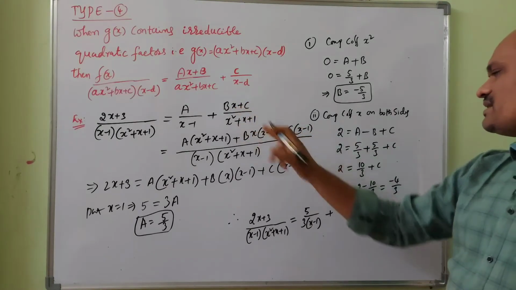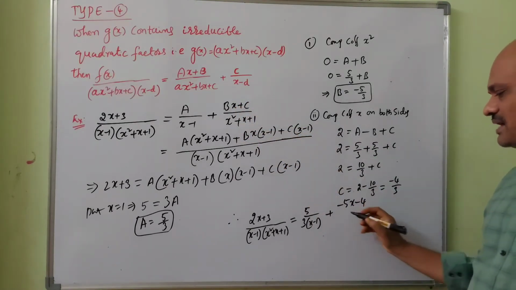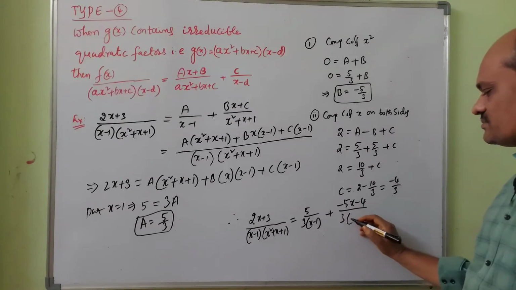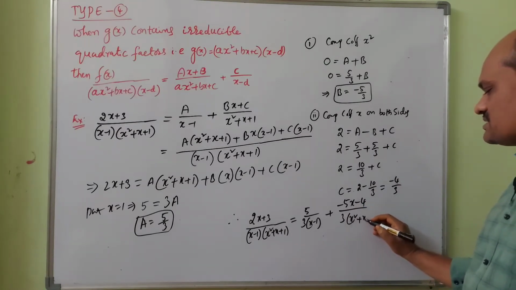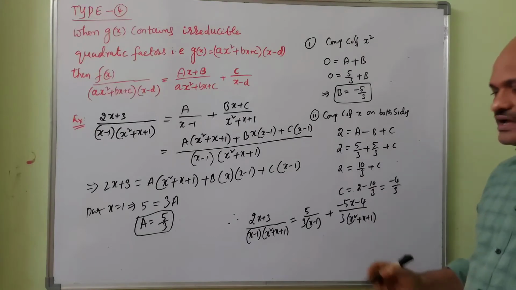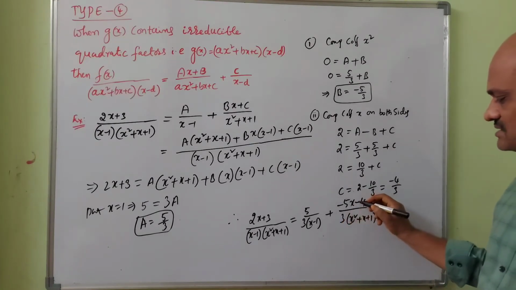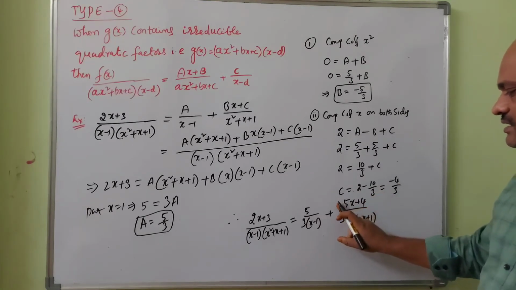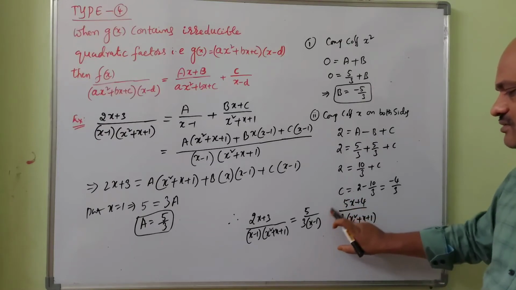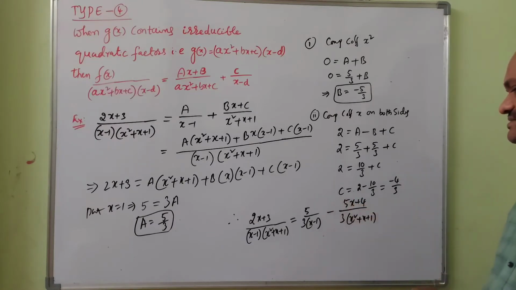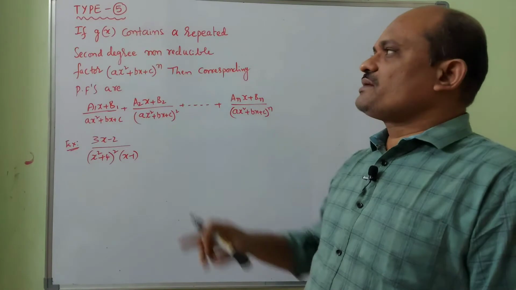So what you get, minus 5x minus 4 by 3, the 3 you write in the denominator, 3 into (x square plus x plus 1). Here minus is common, if you take minus common, you will get plus here, plus into minus, minus. So the answer is this. We are going to discuss type 5.